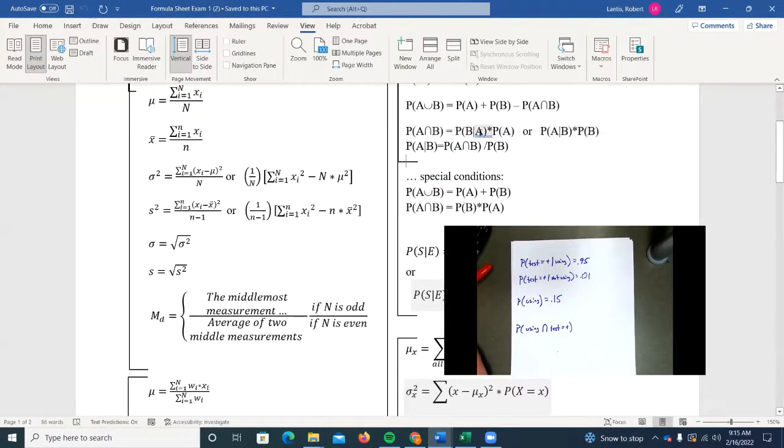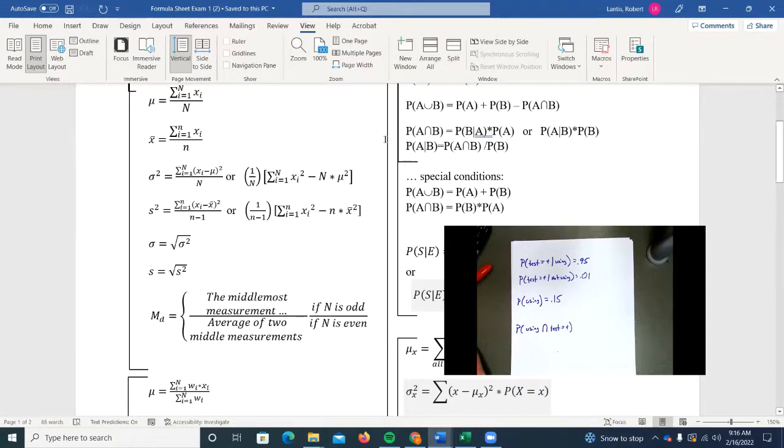The reason I have two equations here is because it doesn't matter if I say A and B or B and A. Occasionally this first equation will work. Sometimes, depending on the problem, I might have this conditional probability but not this one. So it depends on the information we're given which one of these we can use. So we'll start writing this out and then try to figure this out.